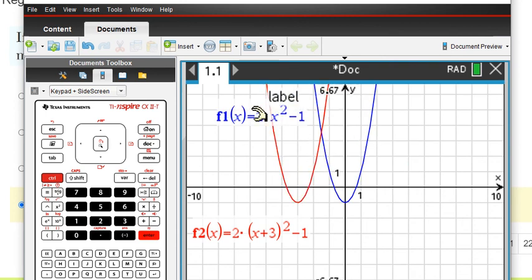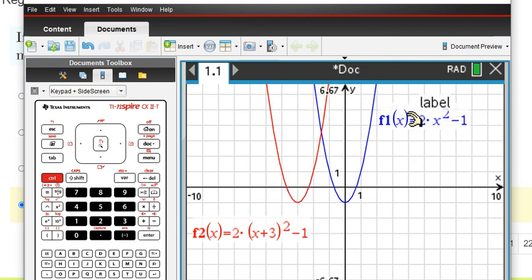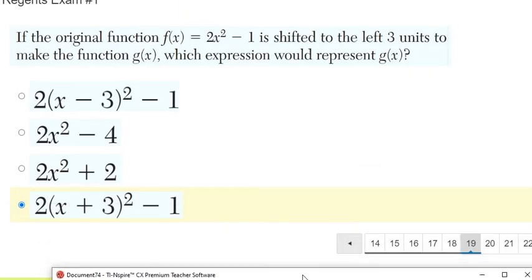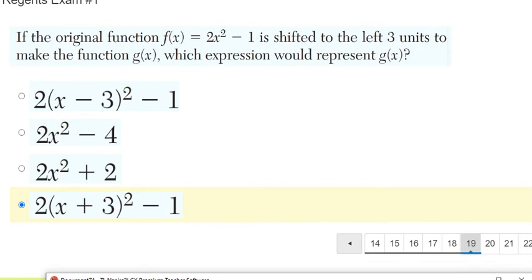But like I said before, anytime that the answers are provided and you know what you're starting with, you should always be able to use your graphing calculator to determine the correct answer, which of course is 2 times x plus 3 quantity squared minus 1.